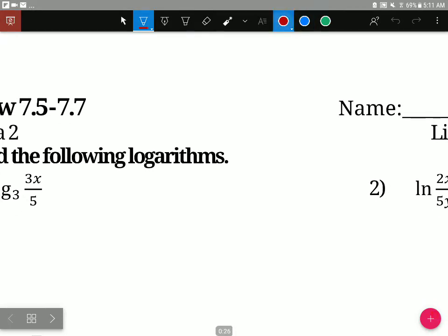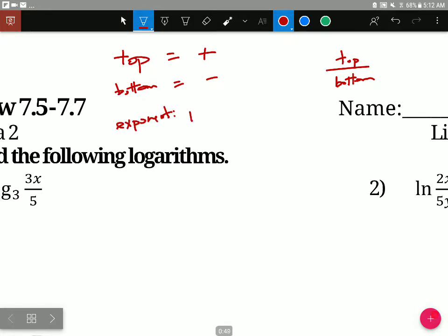If it's on top, that's a positive log. In other words, if it's in the numerator, like top and bottom. If it's on bottom, it's a negative log. All right, and if it's an exponent, you put it out front. And that's part of it.